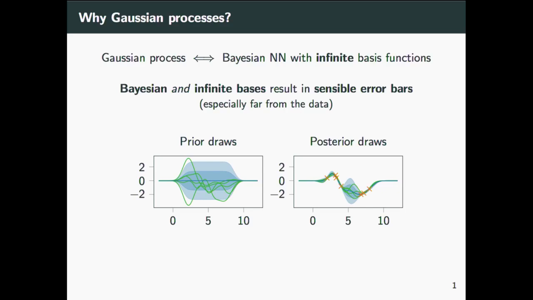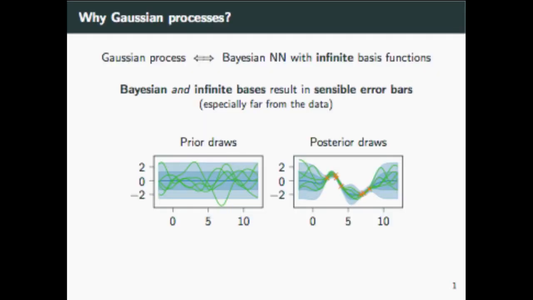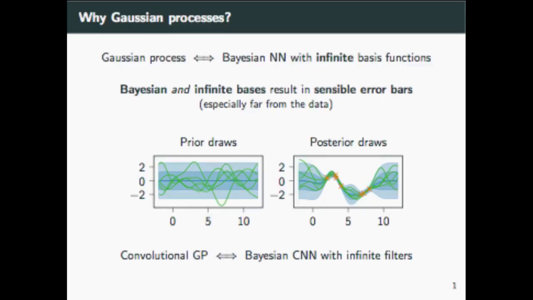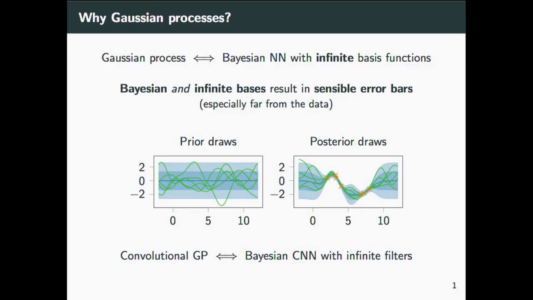We see here a finite basis function model with the prior and the posterior, and we see that the certainty the model has far away from the data is far too much. A Gaussian process, on the other hand, has an infinite number of basis functions and distributes them uniformly over the space, and therefore can represent uncertainty even where it hasn't seen any data. Essentially, our convolutional Gaussian process can be seen in the same way, as a Bayesian convolutional neural network with an infinite number of filters.